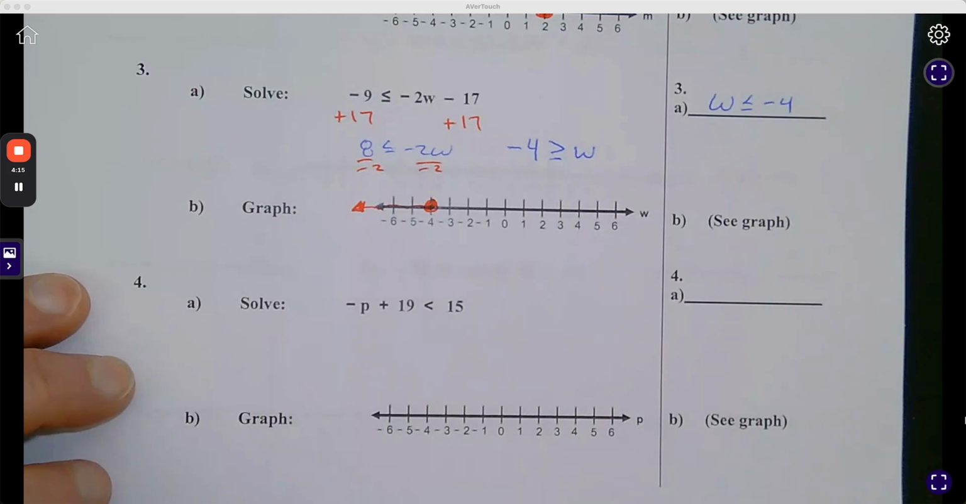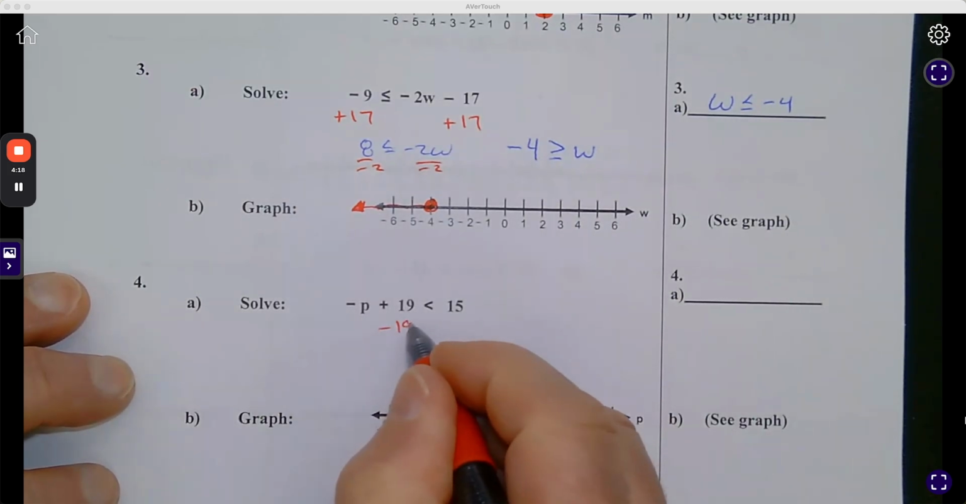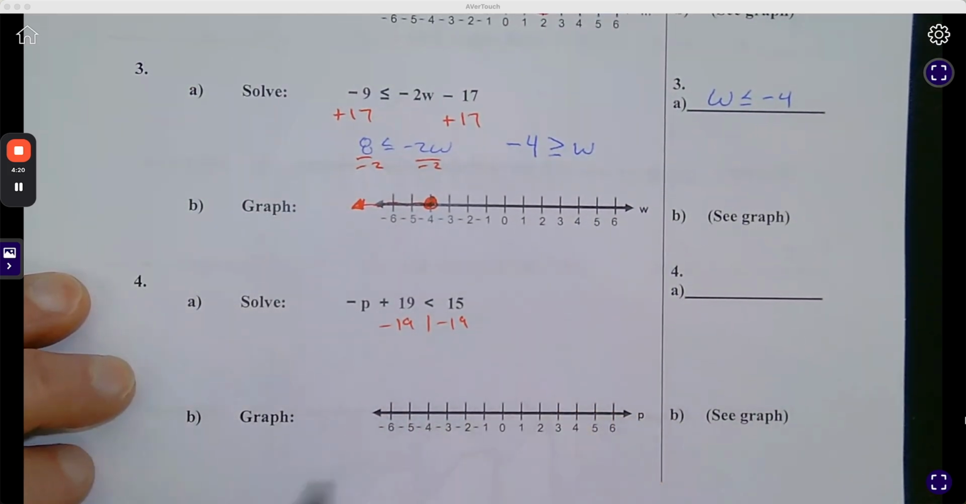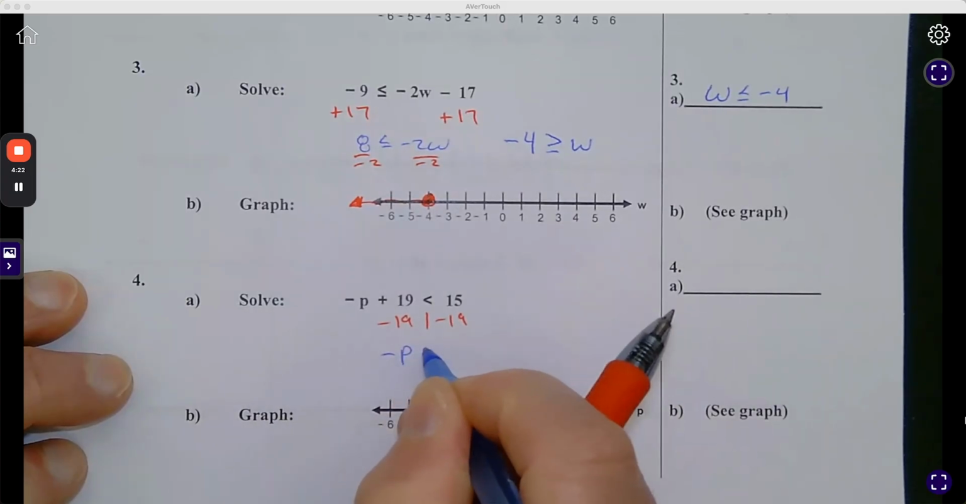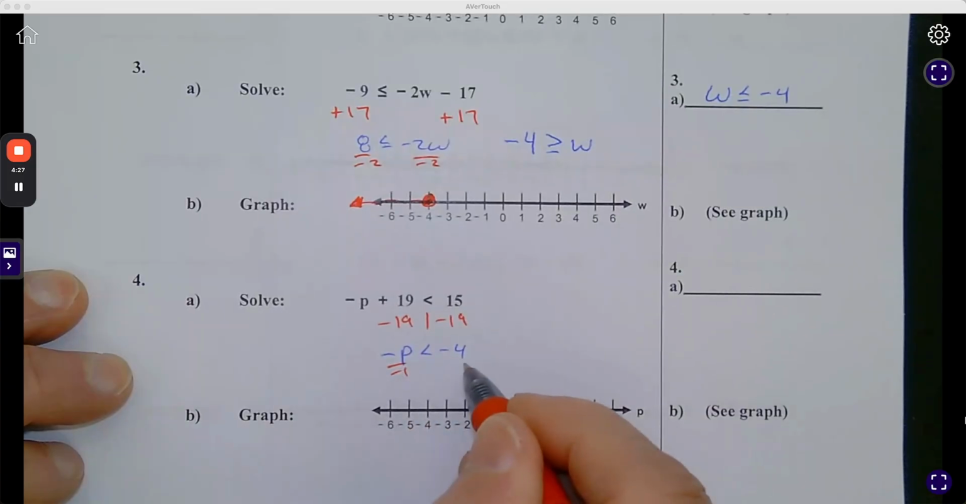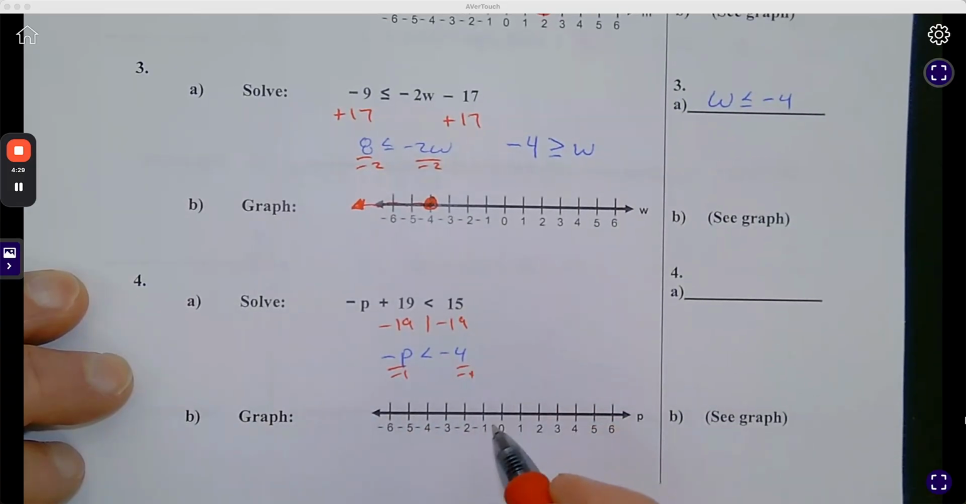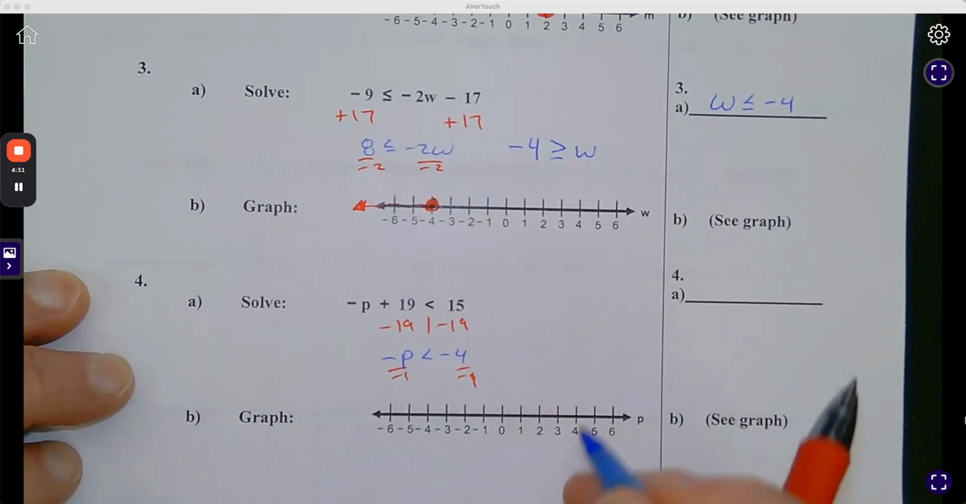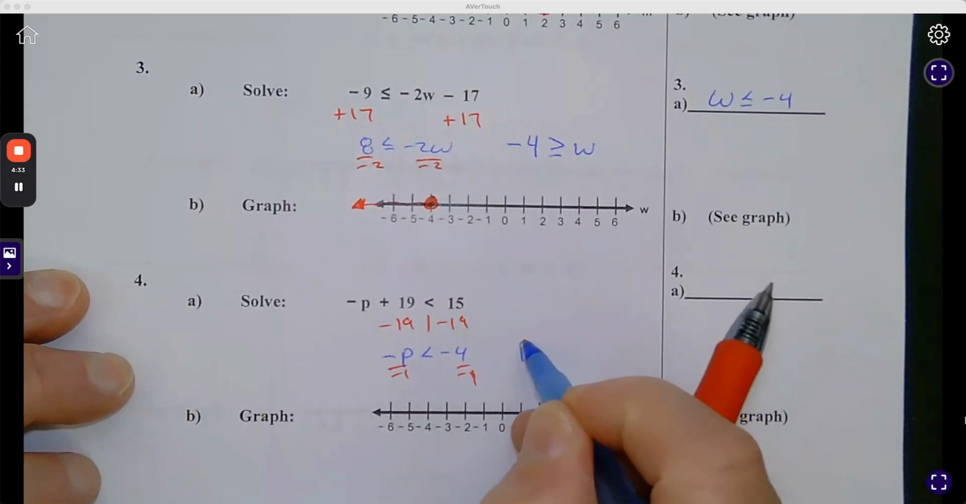I'm going to go ahead and subtract 19 from both sides, and I get negative pi less than negative 4. Divide by negative 1. Look at that, we're dividing by a negative. When you divide by a negative, you've got to change the direction.